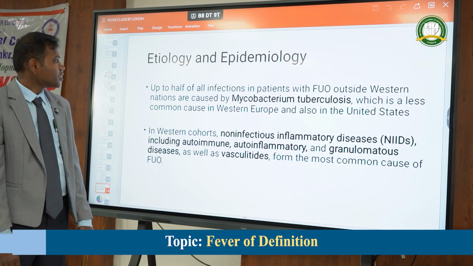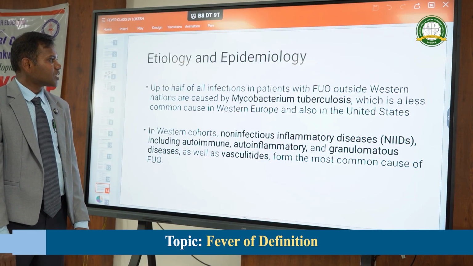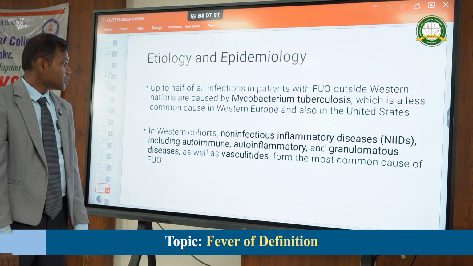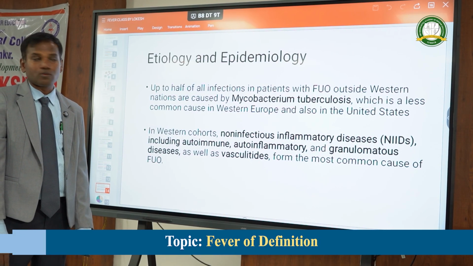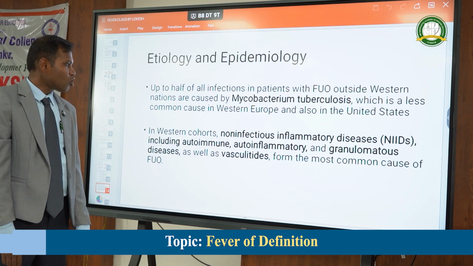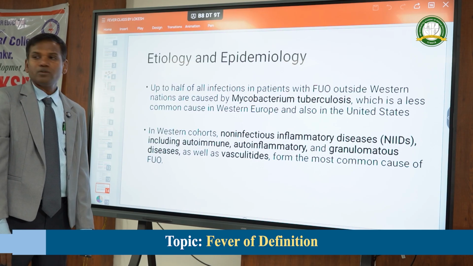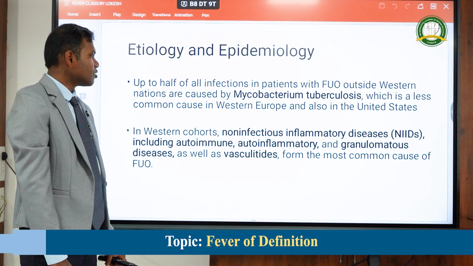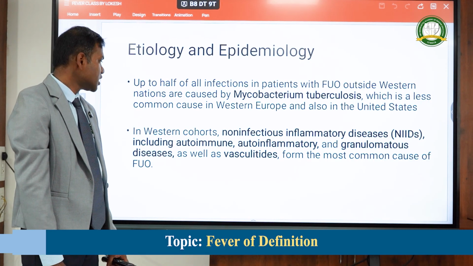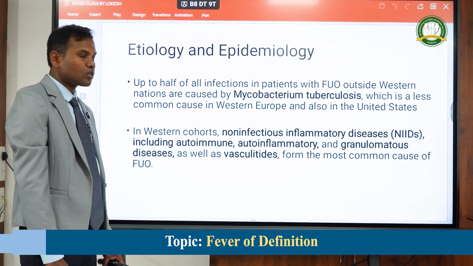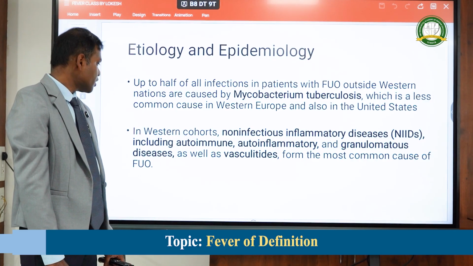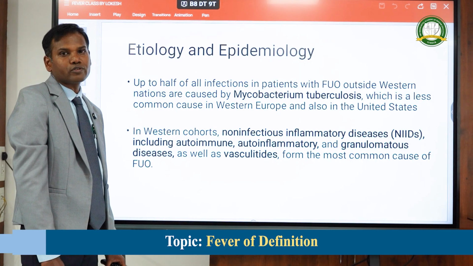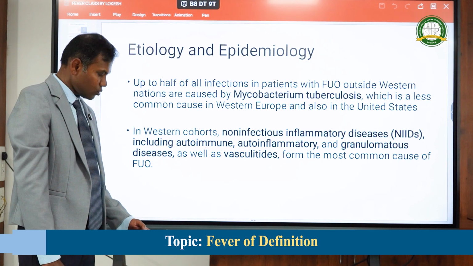Etiology and epidemiology. Up to half of all infections in patients with FUO outside Western nations are caused by Mycobacterium tuberculosis, which is a less common cause in Western Europe and also in the United States of America. So, in Western cohorts, non-infectious inflammatory diseases, including autoimmune, autoinflammatory, and granulomatous diseases as well as vasculitides, form the most common cause of pyrexia of unknown origin.